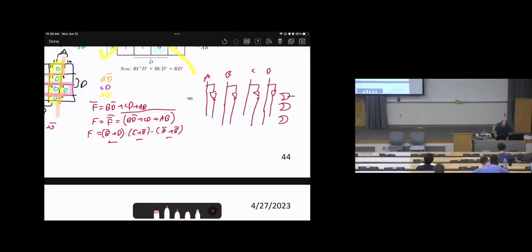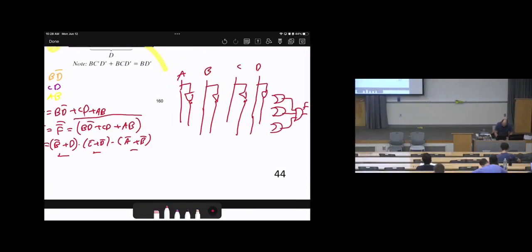Then they will be with AND. So here's the function f. Now, how to connect these 3 ORs? Look at the first term, which is B bar D. Here is B bar, and here is D. The second one, C bar D bar. Here is C bar, here is D bar. The third one, A bar B bar. Here is A bar, and here is B bar.